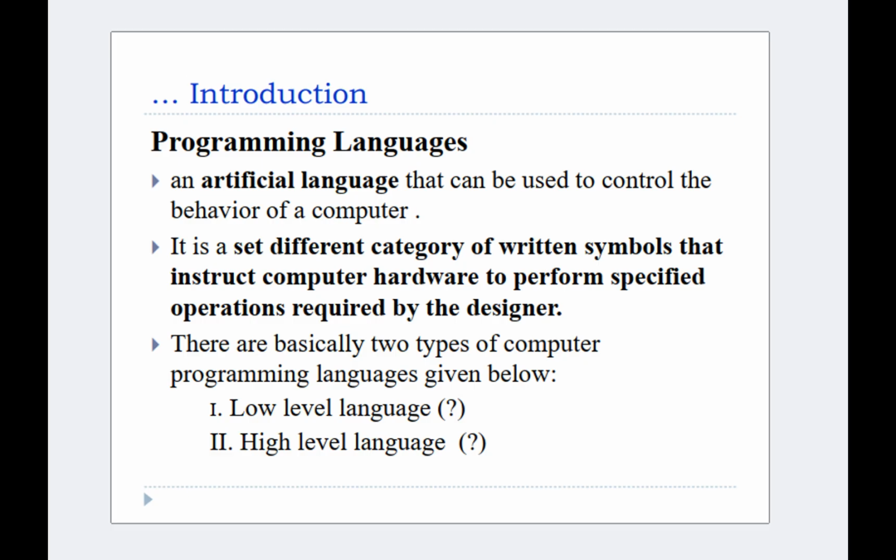It is a set of different categories of written symbols that instruct computer hardware to perform specified operations required by the designer. There are basically 2 types of computer programming languages given below. 1. Low-level language. 2. High-level language.